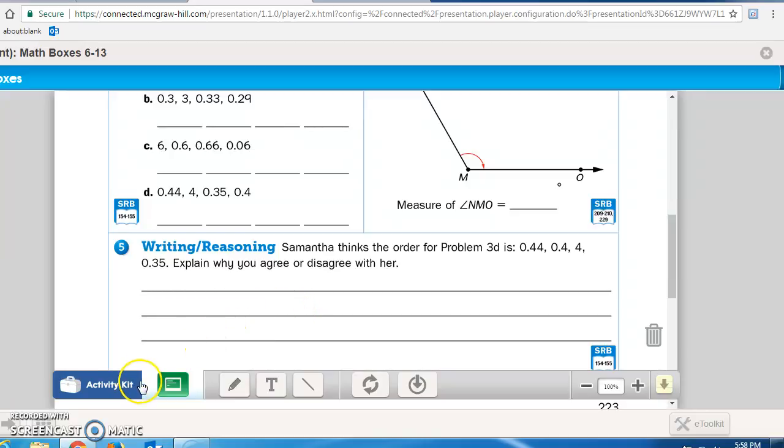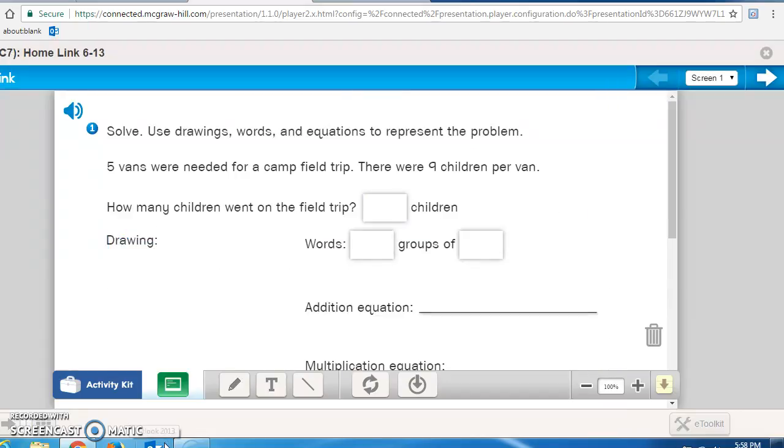Pause the recording now. Finish Math Journal, page 223. Again, check it with the answer key. Any you've gotten wrong, bring to me so I can explain where you went wrong. The final assignment for this lesson is Math Masters, page 255. Multiplying a fraction by a whole number. Read the problem to yourself as I read it out loud.